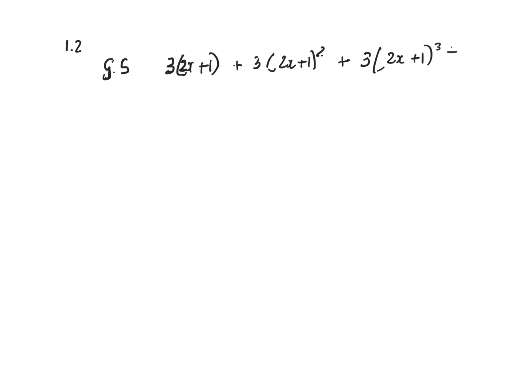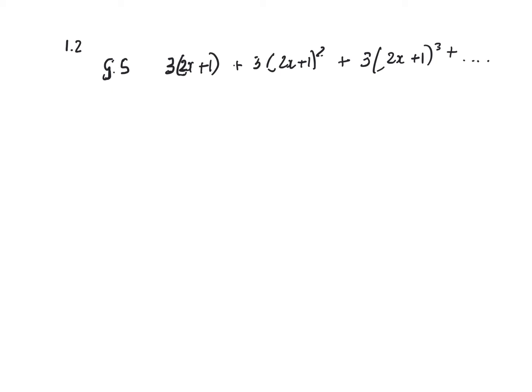Right, grade 12s. I'm now going to do question 1.2 from last year's control test 1. All right, they give me the geometric series of 3, 3(2x+1), 3(2x+1) squared, plus 3(2x+1) cubed, plus dot dot dot.